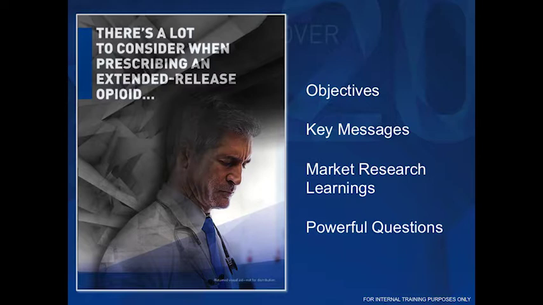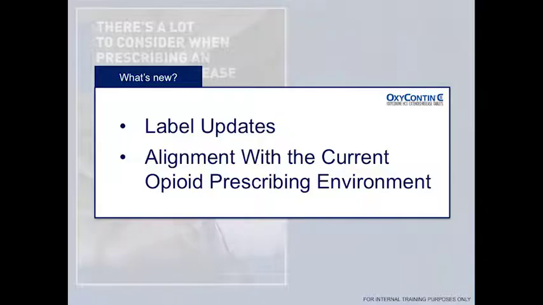Please note that the market research learnings are provided for background only and should not be used as messages to discuss with HCPs. The OxyContin CVA has been updated to reflect a few changes in the opioid prescribing environment over the past year. These changes include updates to the boxed warning and important safety information, also known as ISI. There is a separate training that you have received describing this class-wide safety labeling update. However, we will also highlight throughout this reference tool where the updates have been incorporated in the CVA.